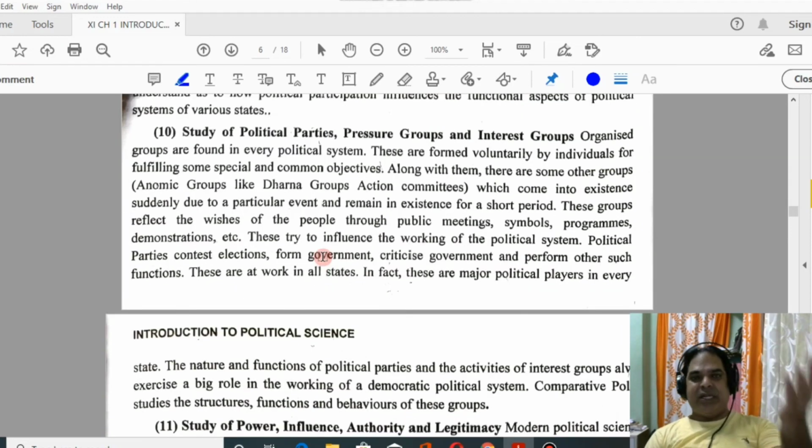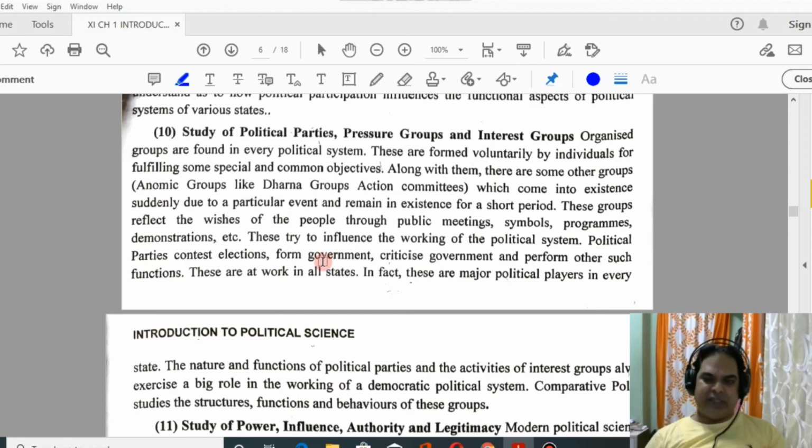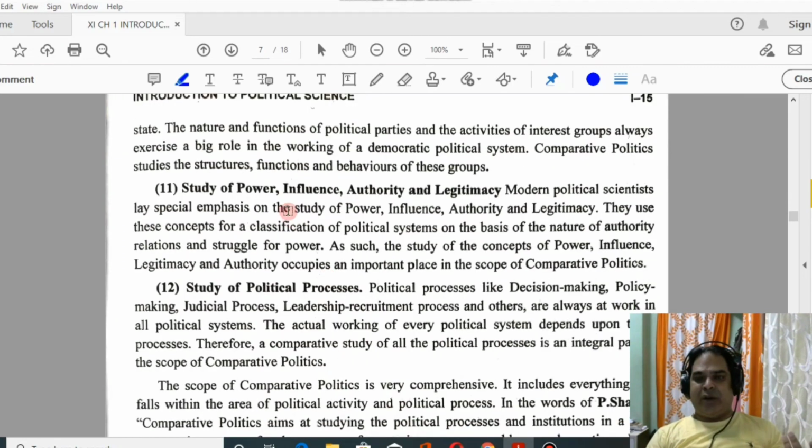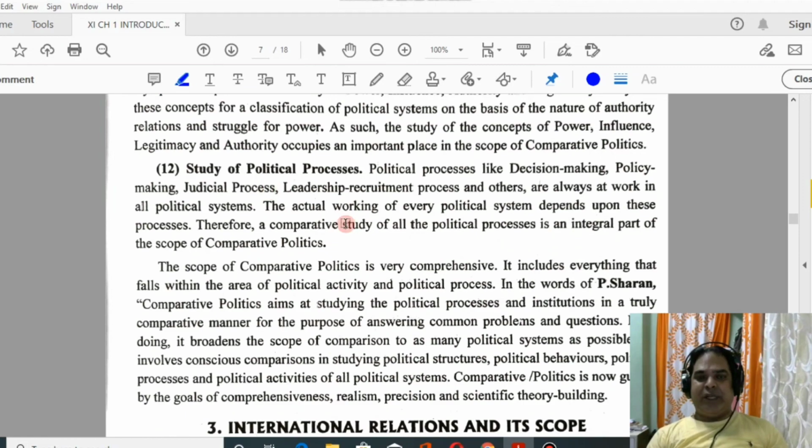Next, the study of political parties. Various political parties are there. If you start from India, BJP is there, Congress is there, RJD is there, so many. If you go to America, there are two political parties; in the UK, two as well. If you start studying their ideologies, their beginnings and their process of functioning, that also forms part of the study of political science. The study of power, influence, authority, legitimacy, all this comes under comparative politics. Then the study of the political process.